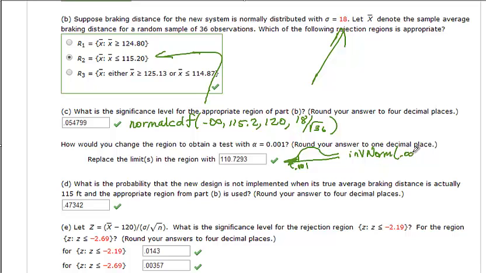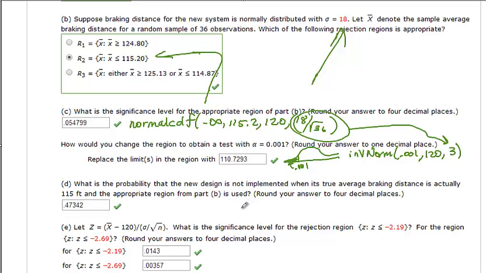The area 0.001 with a mean of 120 and a standard deviation of 18 divided by the square root of 36. Let me just go ahead and tell you that I'm just going to write that down as a 3 because my number was nice and it was easy. So this number here is actually that right there. You might not have as pretty a number, but mine was nice.